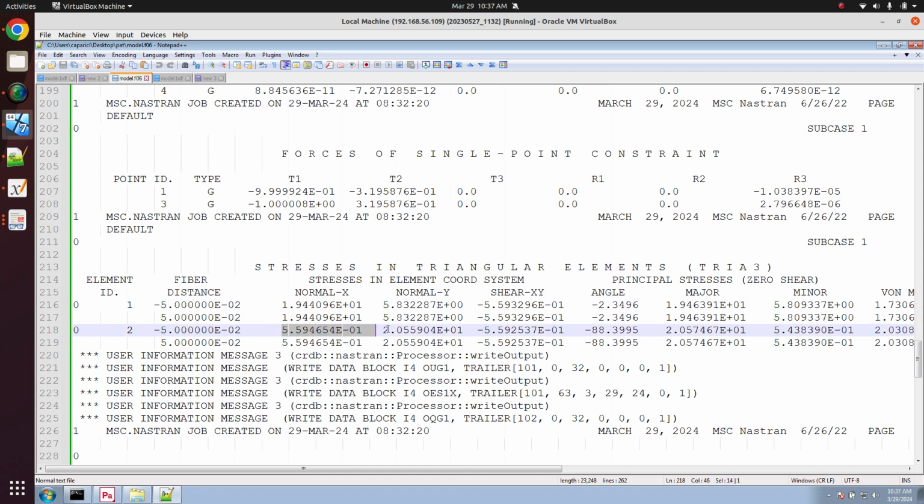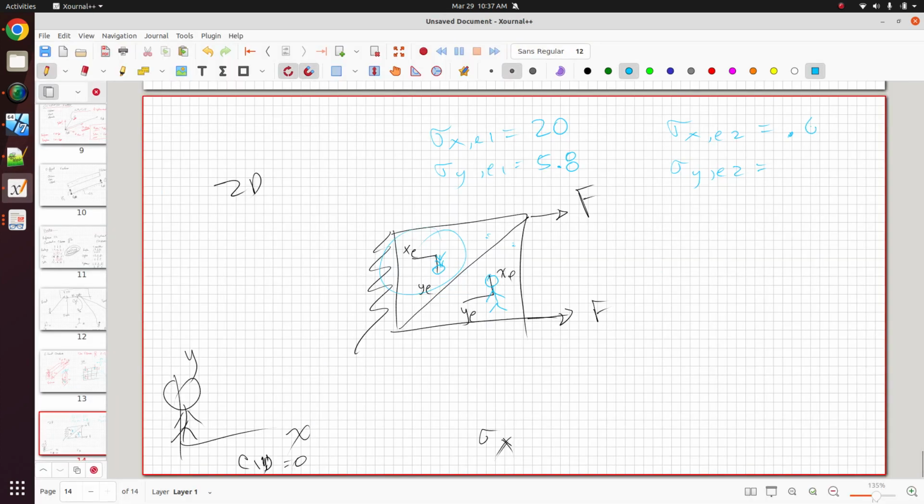And then for the second element, what are the values? So this would be the second element. We're getting about 0.6 and 20. So let's go ahead and write that. 0.6 and 20. So you can see that. Let me draw this here. For the first element, the stress is sigma x equals 20. For the second element, if we look at the stress that's being reported in the y direction, it's actually 20.